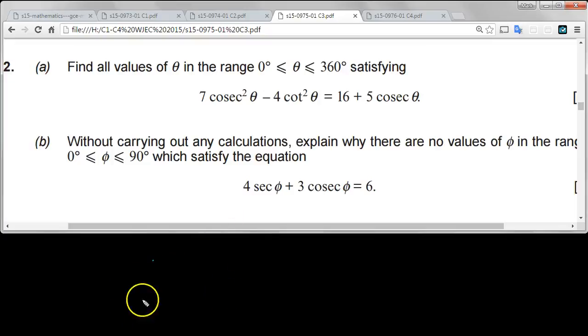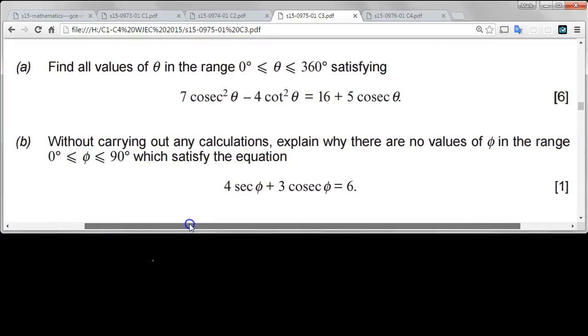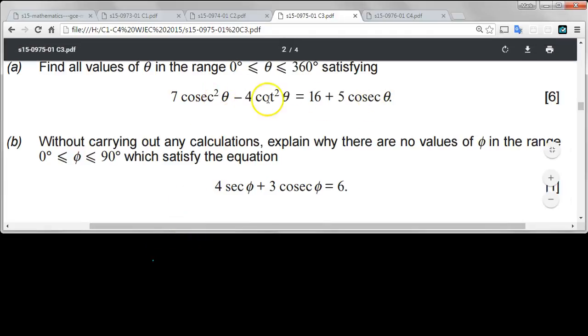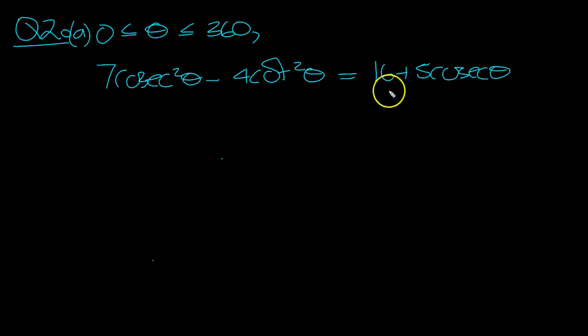Question 2 then, let's have a look at this one. Quadratic in cosec, isn't it? We've got to get rid of the cot squared. So I've got the question here.